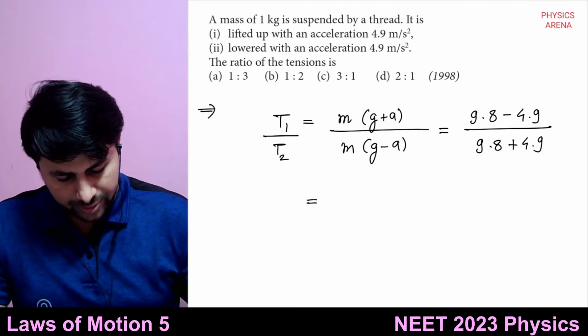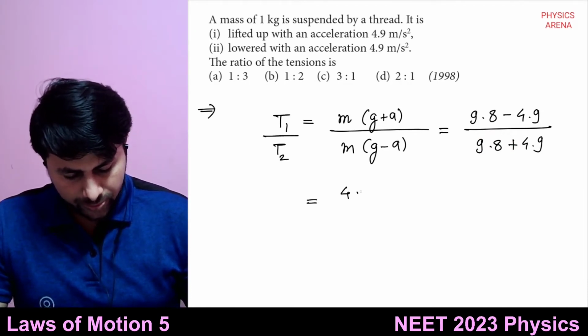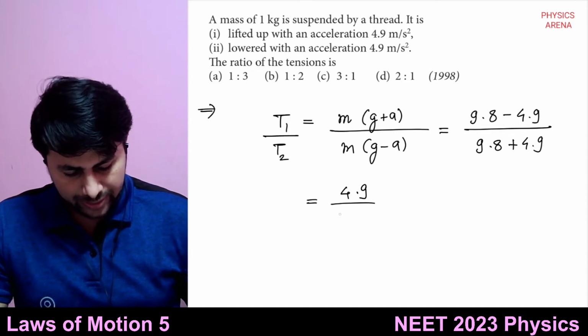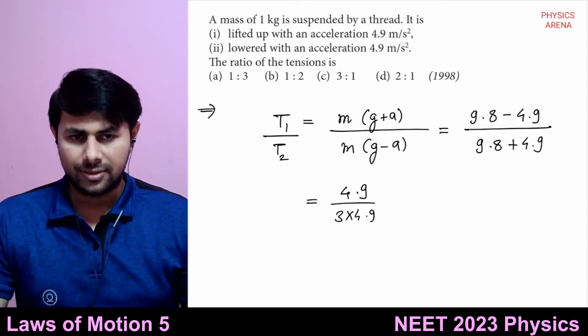So what? 4.9 divided by 3 times 4.9. So 1 by 3 is the answer, right?